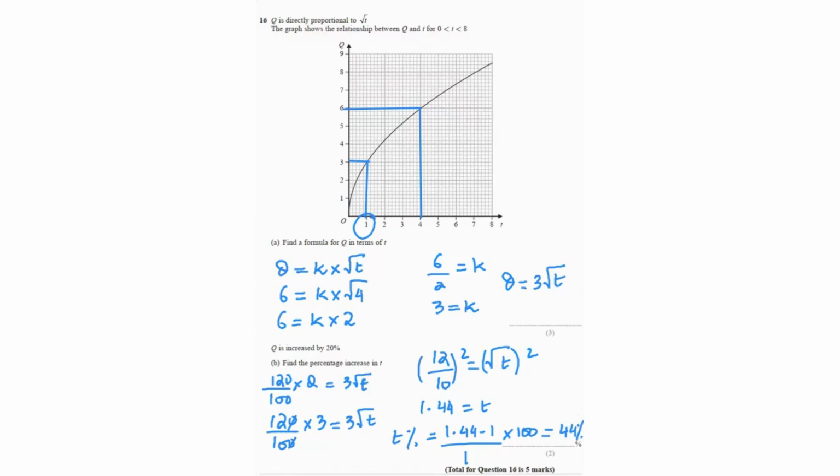So to summarize this, first we'll change Q. Initially Q is existing as 100%. If we're increasing by 20%, it becomes 120% of Q. So 120 over 100 times Q equals 3 root T. Then we pick a coordinate from the graph. So at T equals 1, Q is 3. So we put Q equals 3 in the equation and find the value of T after the 20% change in the value of Q. So once we have that, then we find the percentage increase in T, which would be new value minus the old value divided by the old value, then times the fraction by 100, which in our case gives us 44%.